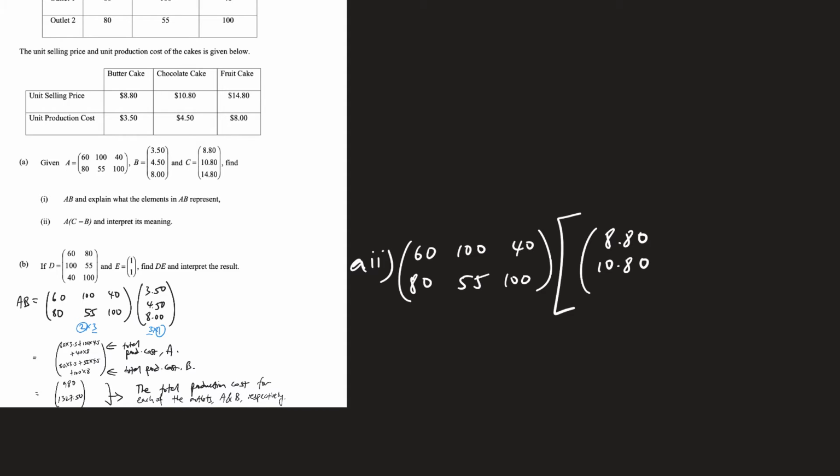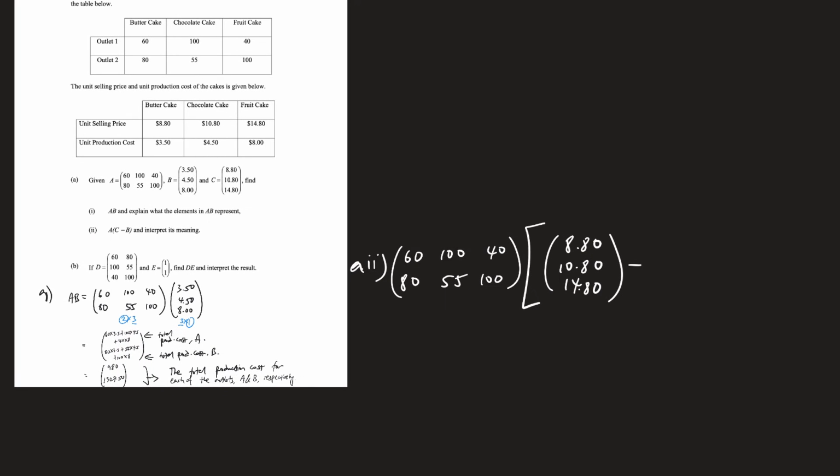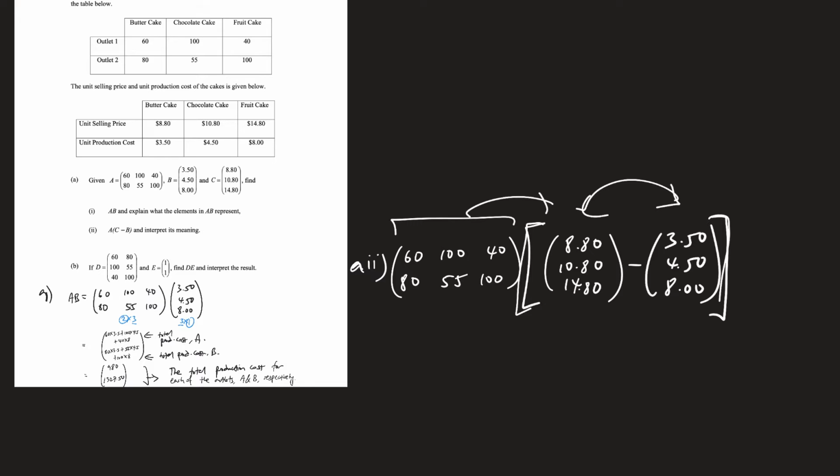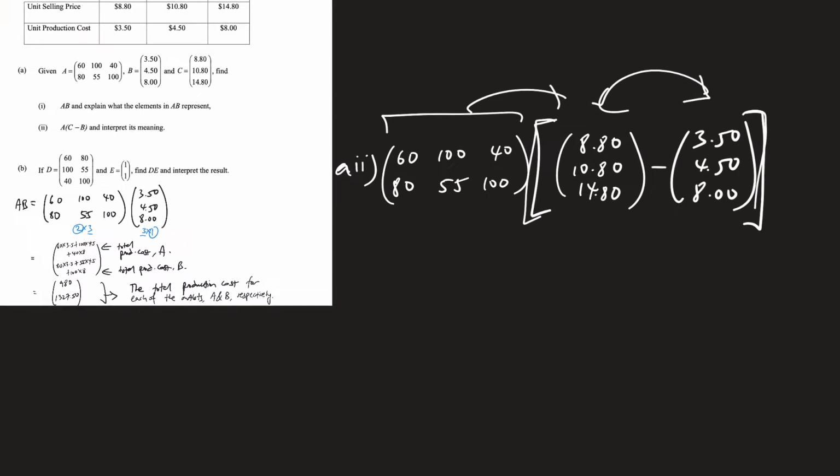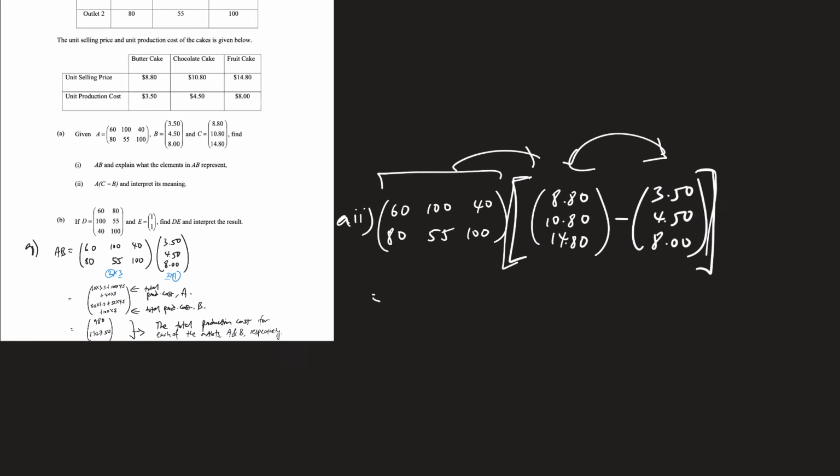This is C minus B. Since this is in the brackets, you're going to have to do this first, and then you multiply this matrix in after that. Okay, so let's just do that. I'm just going to leave this matrix here.